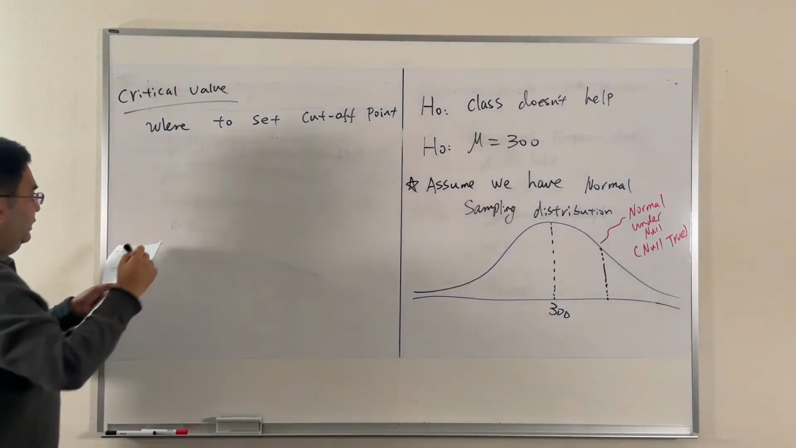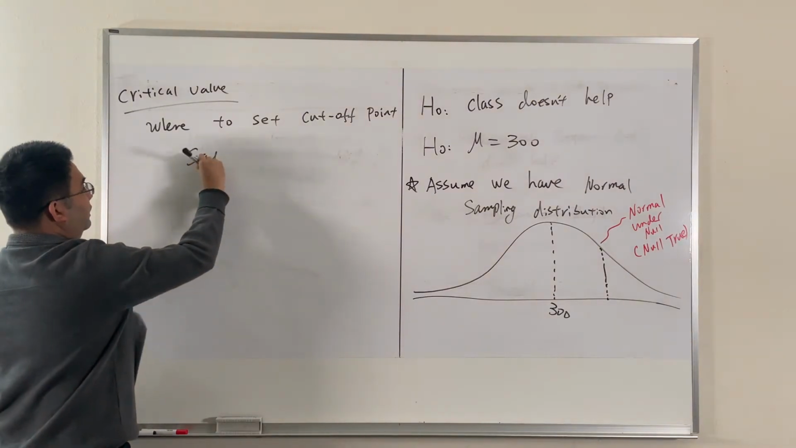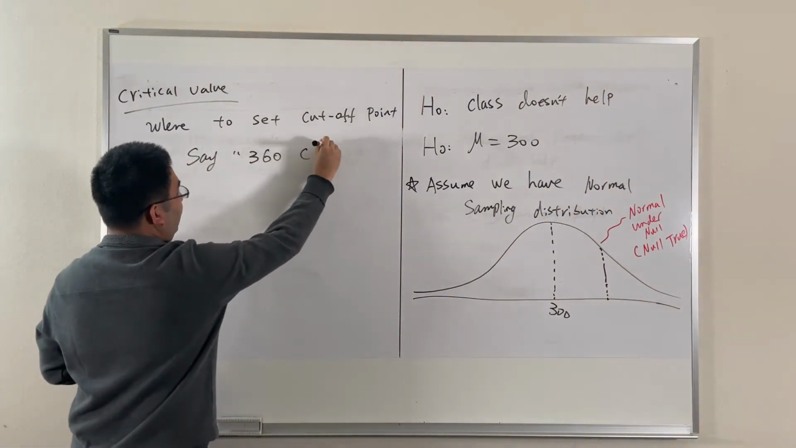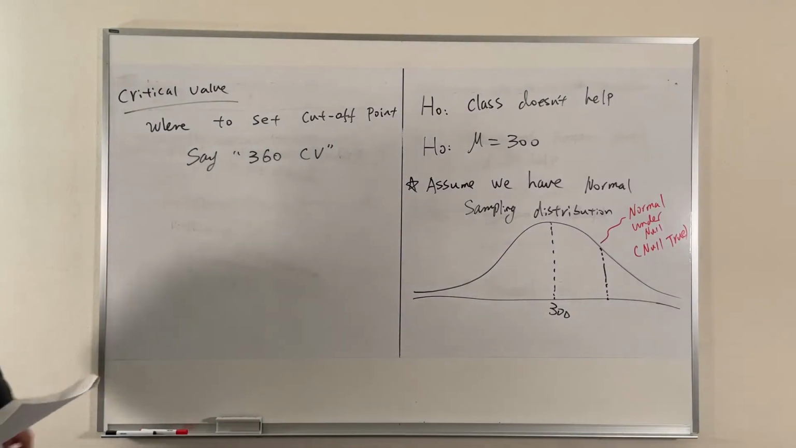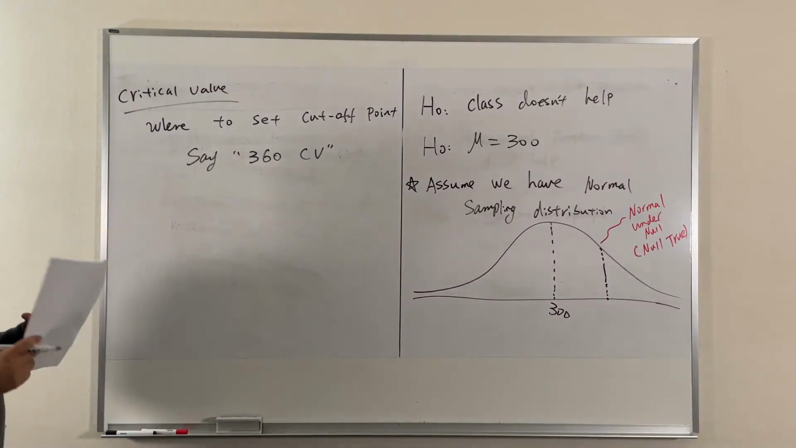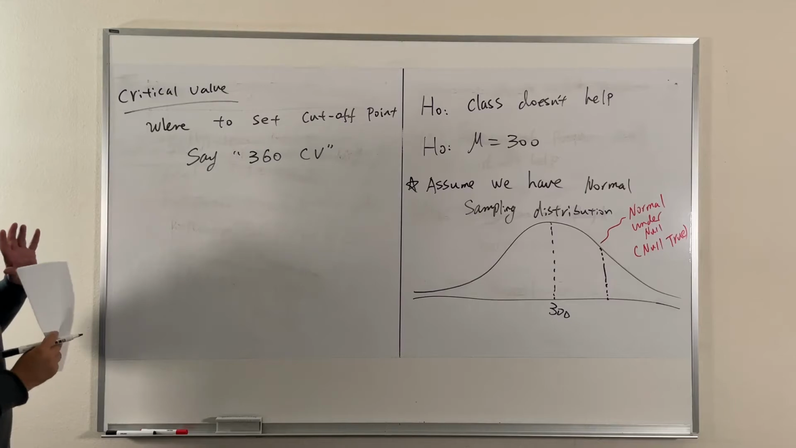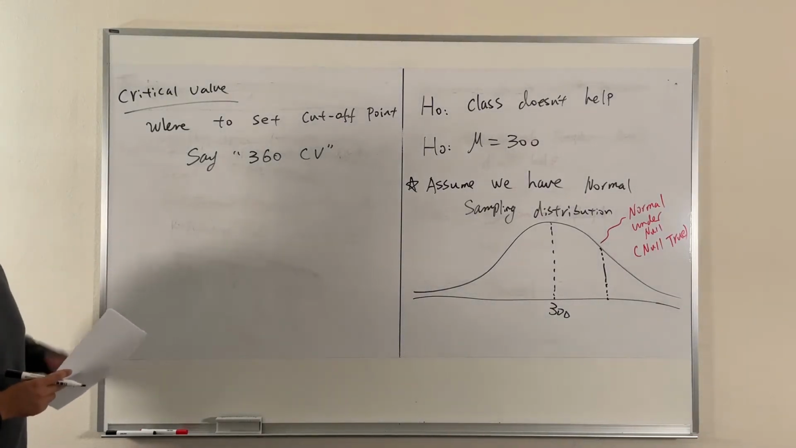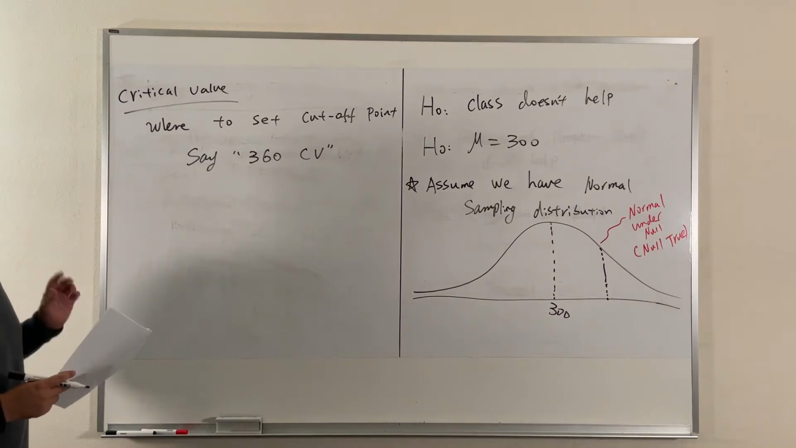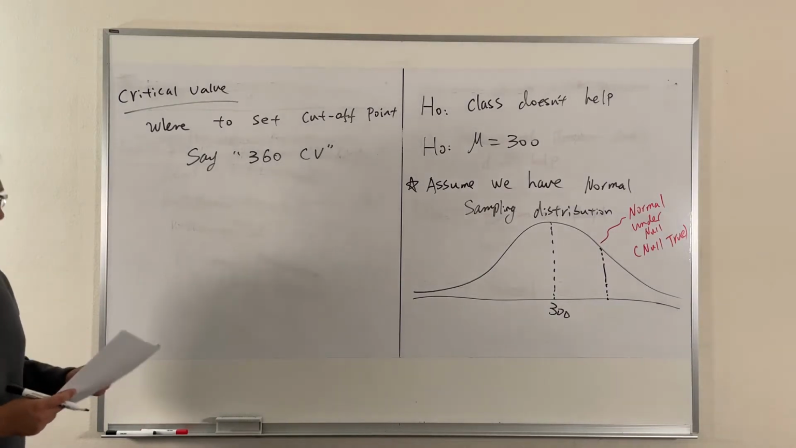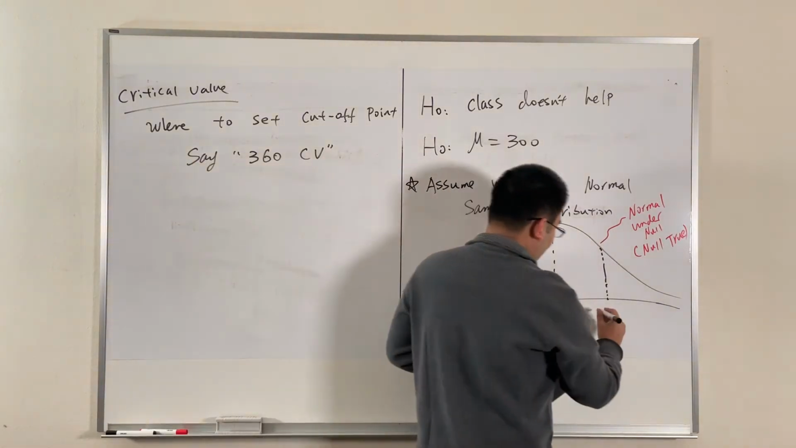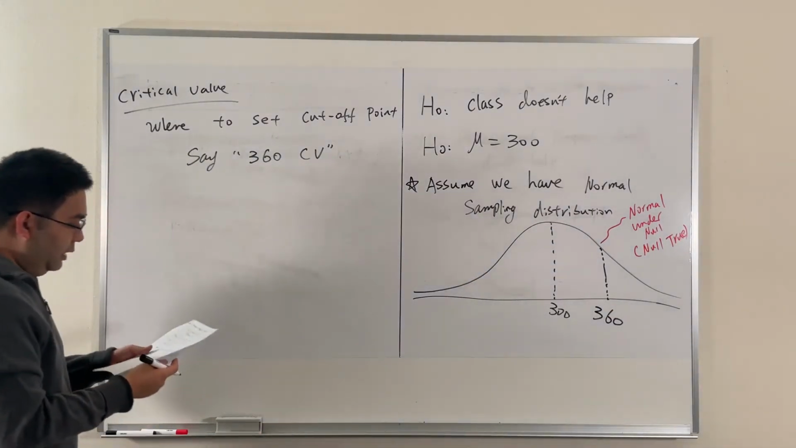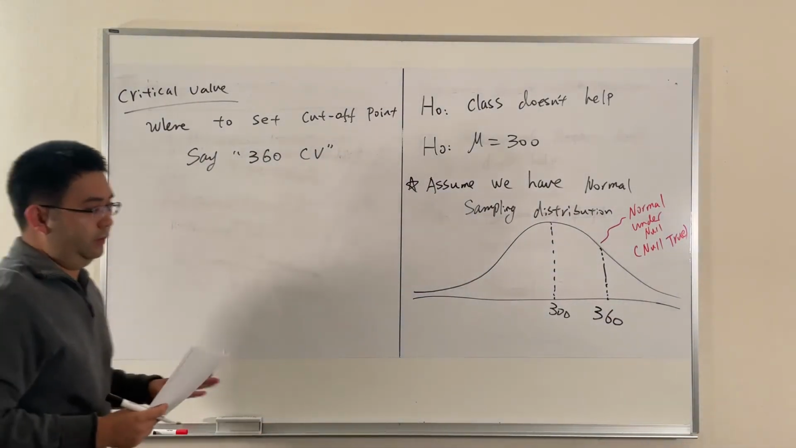And let's say, in this case, that 360 is the critical value. Okay, so 360 is the critical value. What it means is that, okay, if after mice class, your reading speed increased to 360 words per minute, then this class is helpful. So 360 is here. And this is our critical value.